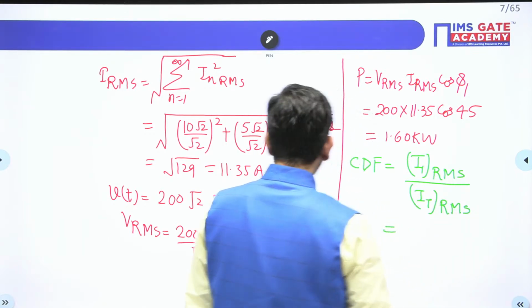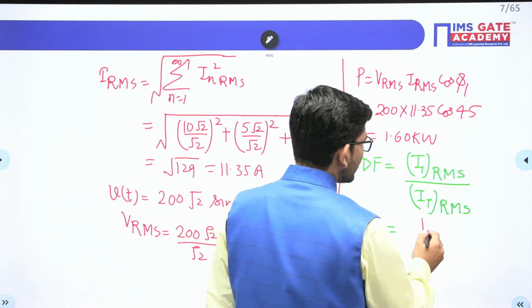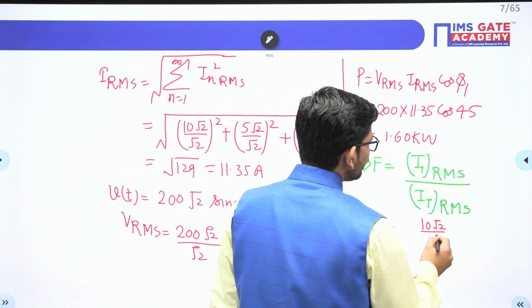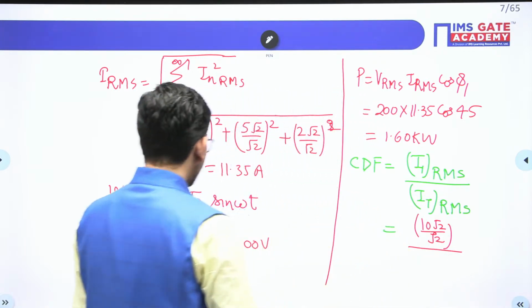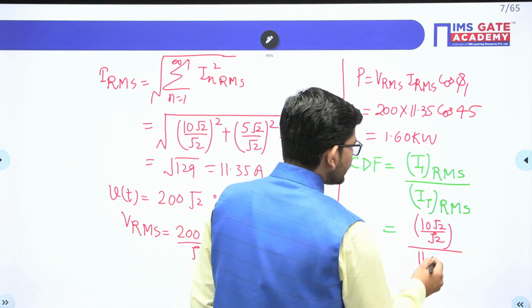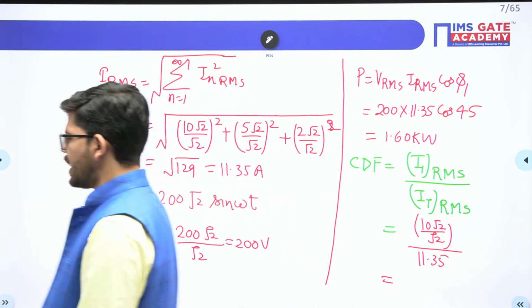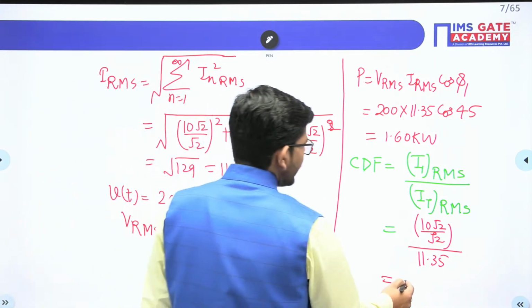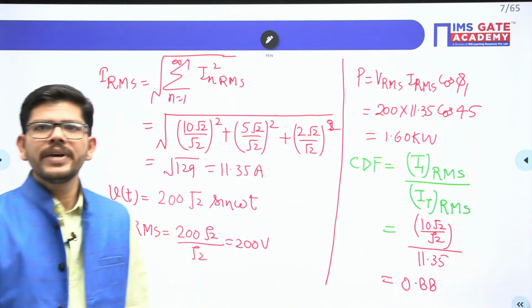So the fundamental component is having the maximum value as 10 root 2. So its RMS value will be 10 root 2 divided by root 2, and the total current has an RMS value. We have calculated this as 11.35. So finally when you solve this, you will get the current distortion factor equals 0.88. So this is how we can calculate.